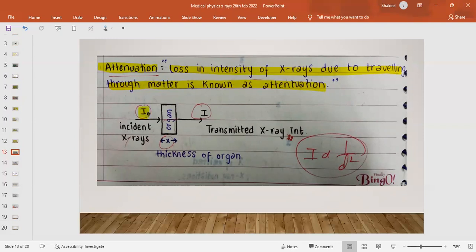Let's look at an example. This is I naught, the incident X-ray intensity, and this is the organ of width x. When this X-ray of intensity I naught goes through this organ, and when it leaves it, its intensity decreases to I.